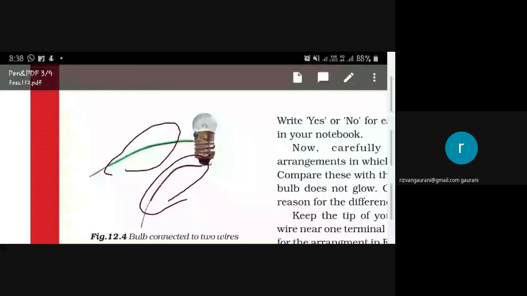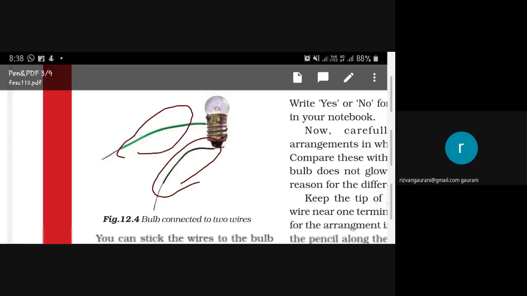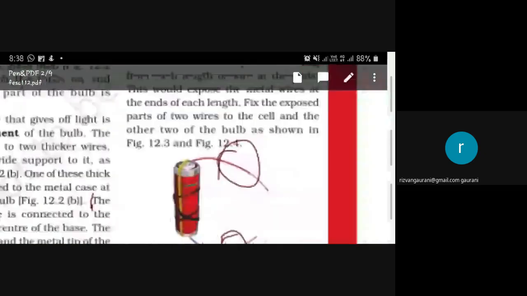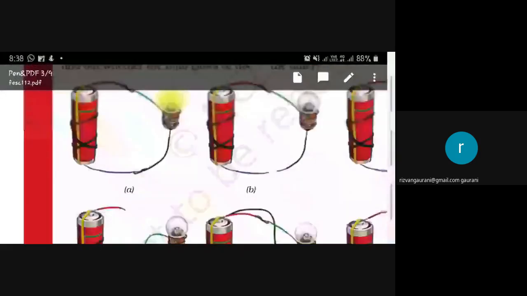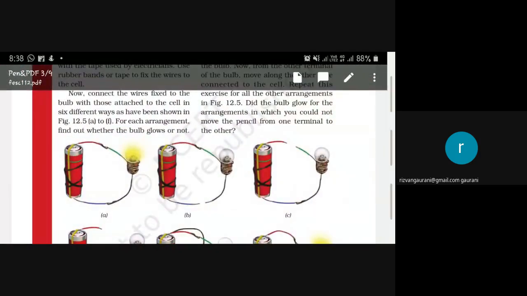We have to fix that wire with the help of tape. And in the cell we have to connect that fixed wire with the help of a rubber band. This rubber band is shown here, the yellow rubber band. So we have to fix it with the rubber band. Now we have to connect that cell with the bulb in six different ways.